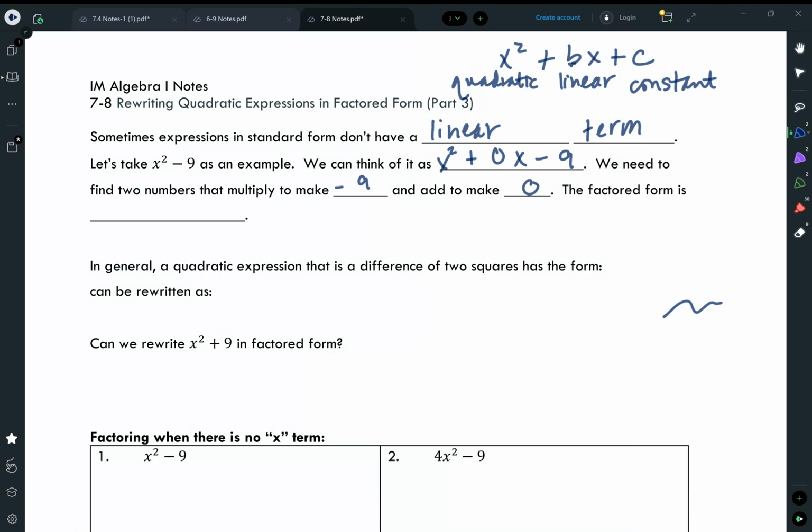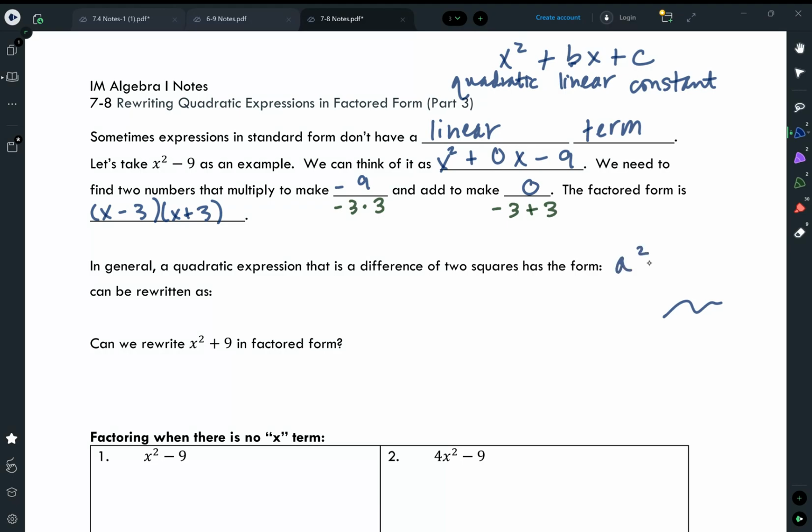So let's think about this. Two things that multiply to make negative 9 but add to make 0. Well, that's going to be a negative 3 and a positive 3. Those multiply to make negative 9, but they add to make 0. So essentially we're looking at the positive and negative square root of 9. So the factored form is going to be x minus 3 times x plus 3.